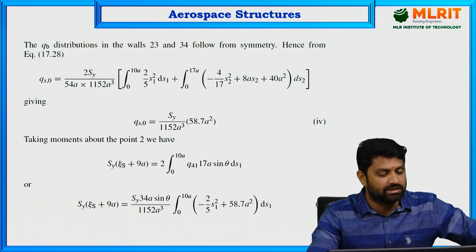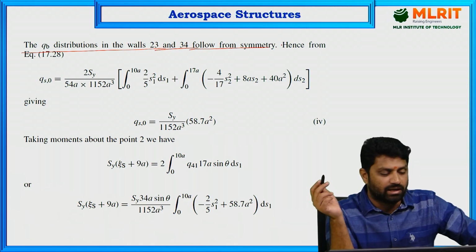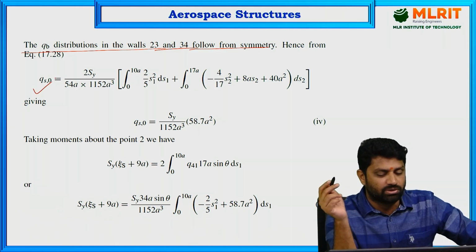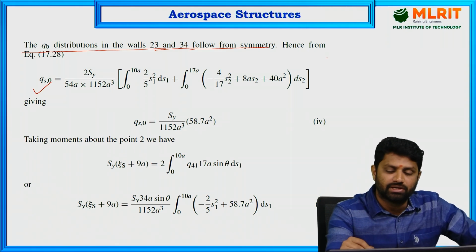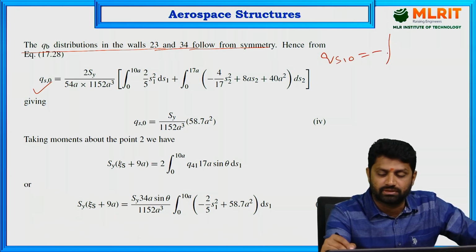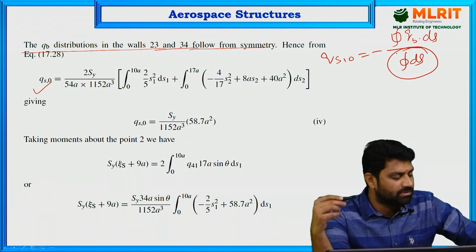So to calculate the shear center, what we get here is the QB distribution, and you have to take the moment about a point before you calculate the shear center position. Since walls 2, 3 and 3, 4 follow from symmetry, from that equation you can calculate Qs0. And Qs0, what is that equation? Qs0 is equal to minus cyclic integral of QB ds divided by cyclic integral of ds. Anyway, cyclic integral of ds is nothing but all the wall lengths.